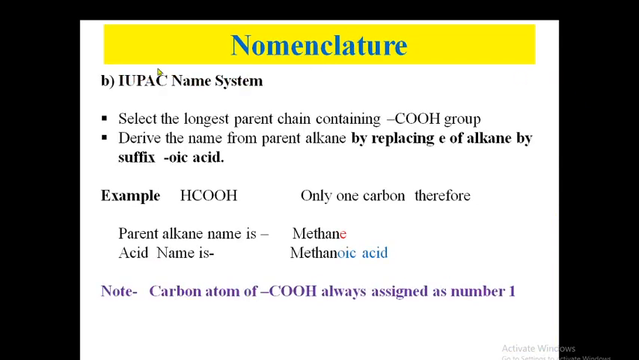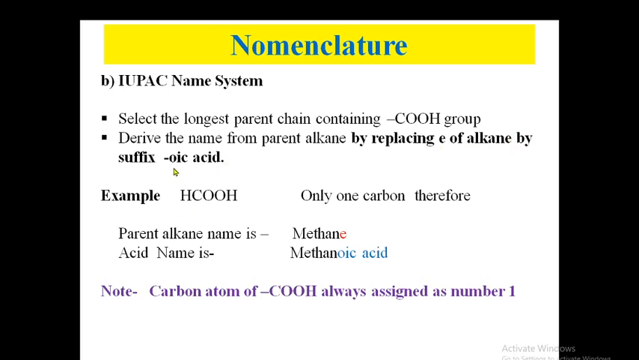Now let's see the IUPAC nomenclature system. In the IUPAC nomenclature system, you have to select the longest parent chain containing the carboxylic acid group. Obviously, this carboxylic acid group should be assigned as number 1. Then you have to derive the name of the parent alkane depending on the number of carbons present in the parent chain. And whatever alkane name you get, the e should be replaced by oic acid.